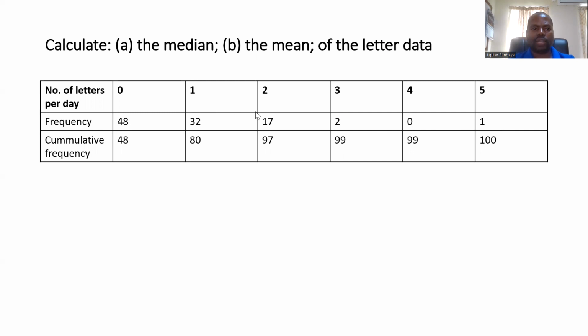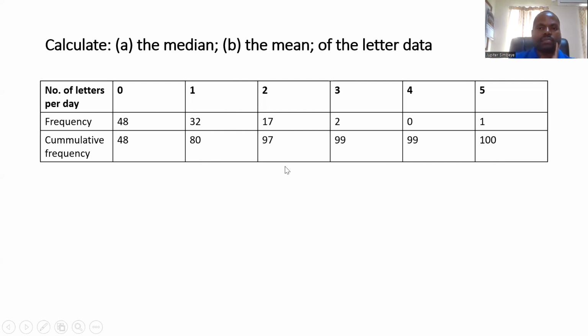32 days got 1 letter, 17 days got 2 letters, 2 days got 3 letters. There was no day when he got 4 letters, and then only 1 day when he got 5 letters. So this is the frequency, and this is the cumulative frequency. And we need to find the median from this, and the mean.